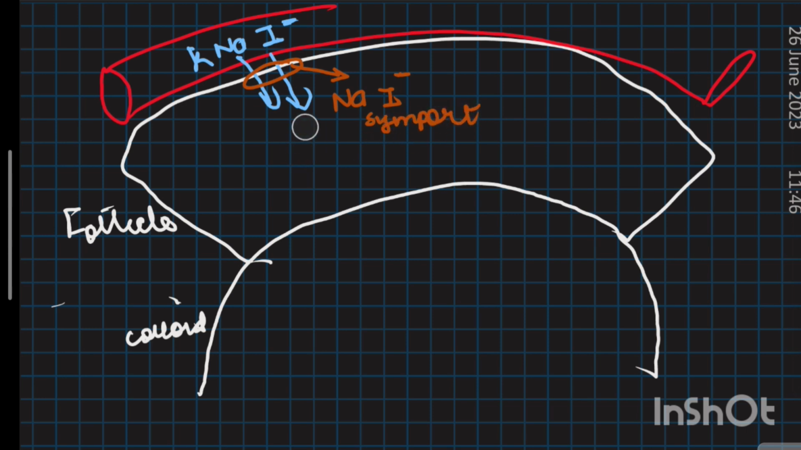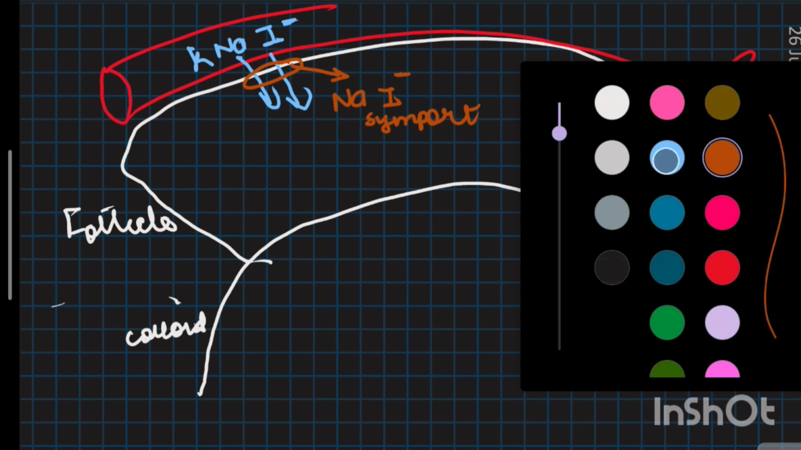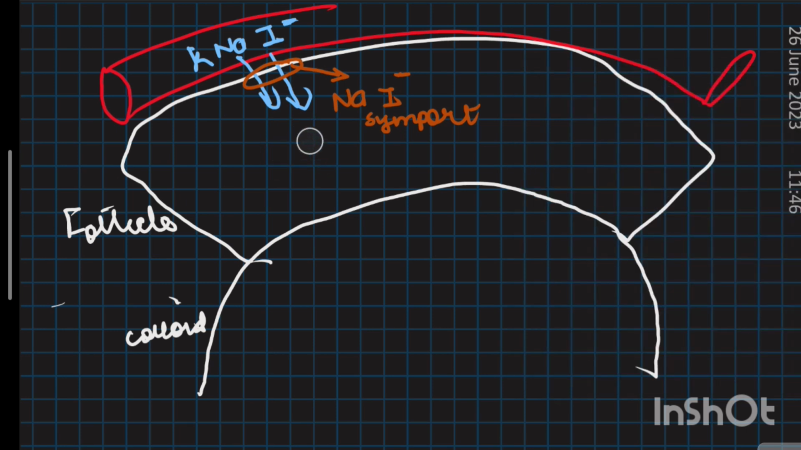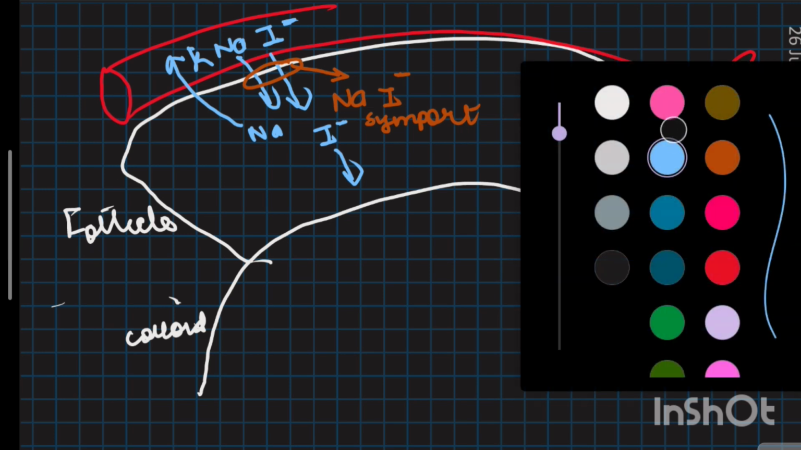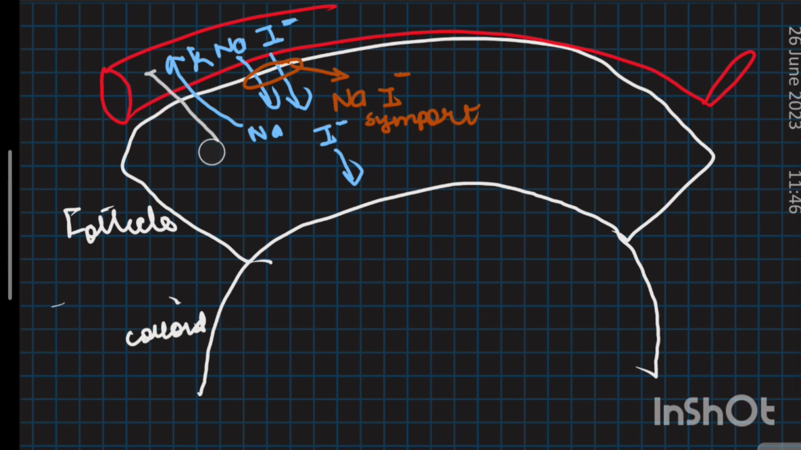Now what happens? This iodide will go further in the follicle, but the sodium will enter the blood vessel again. It will go back to the blood vessel, but there should be something in exchange of sodium to go back. So for that we have potassium entering the follicle at the same time when the sodium is exiting the follicle.